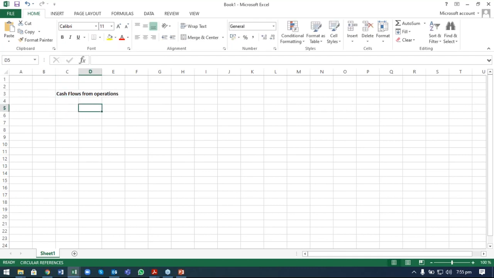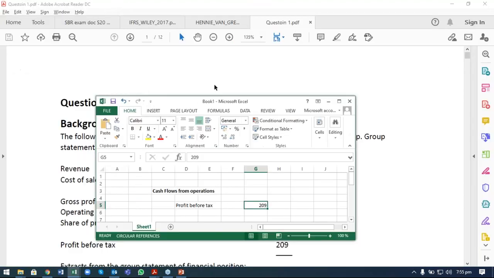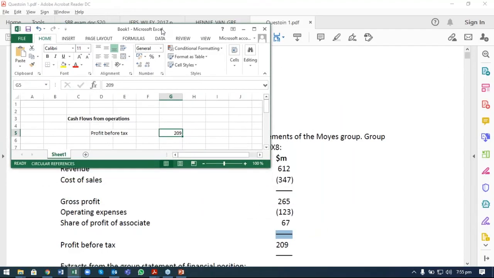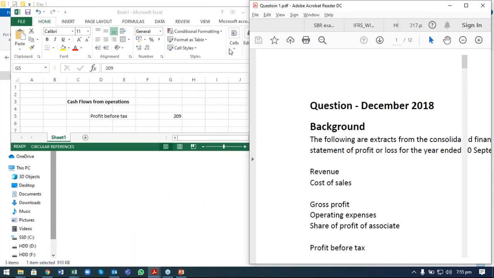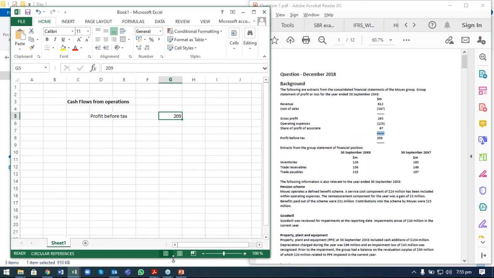Cash flows from operations start with profit before tax. I'm mentioning it, profit before tax. So that value is 209, as we have just seen. Now, someone has asked me how we can account for it. So you can use these two tables side by side. I'm going to look into these two sections side by side.